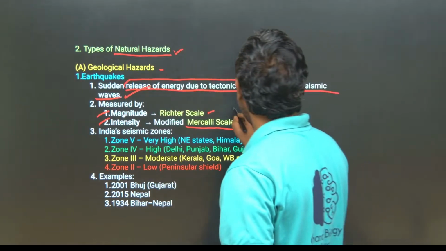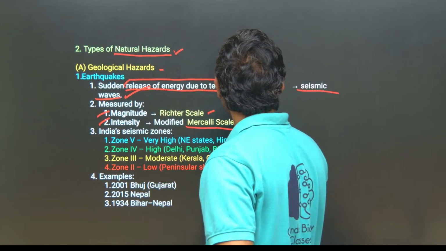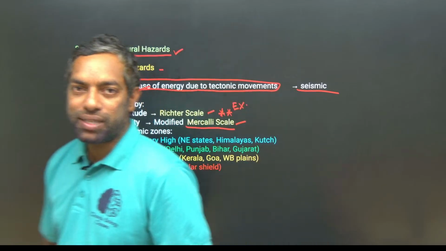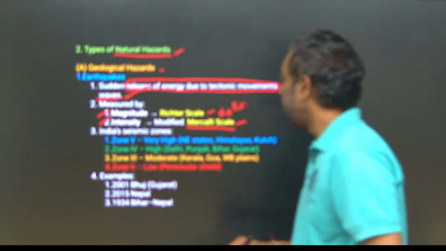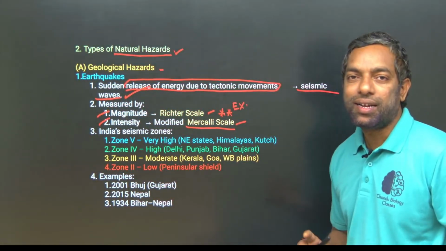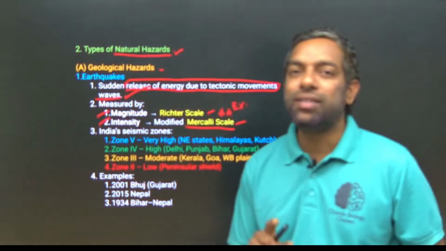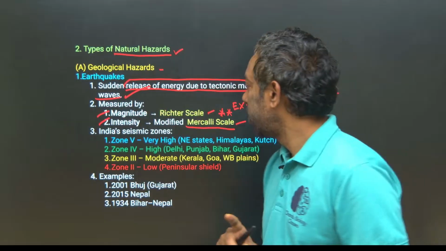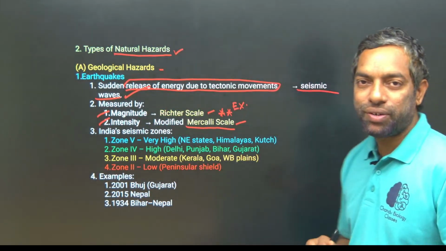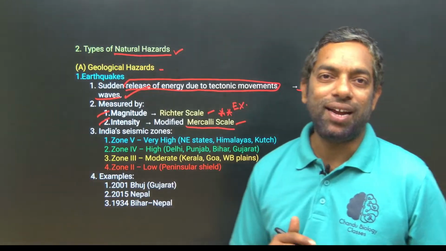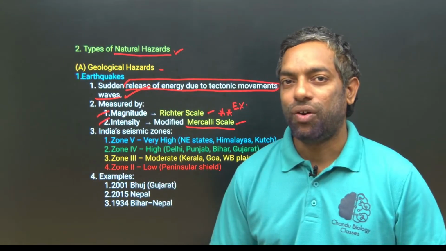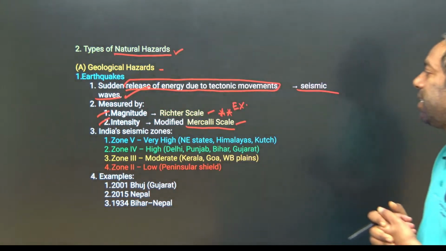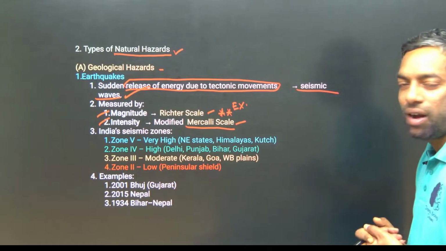This is important, they did ask in the previous year exam guys, most important: what is the Richter scale, what is the Mercalli scale. The Richter scale measures how much magnitude the earthquake had, and the Mercalli scale measures intensity, how much intensity the earthquake had. This is about the two scales of earthquake measurements.